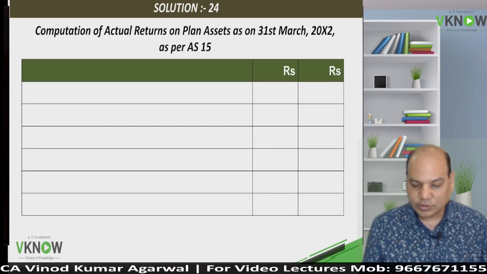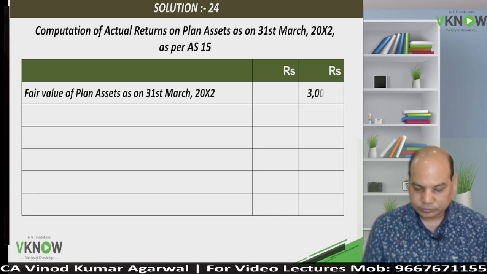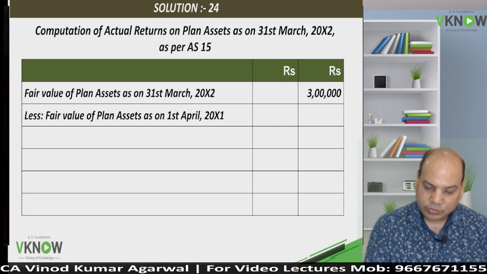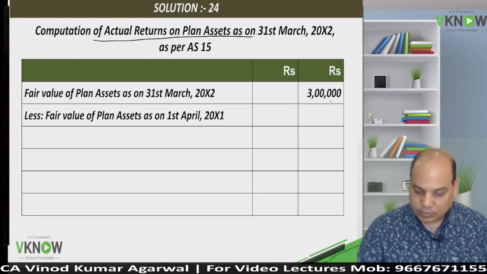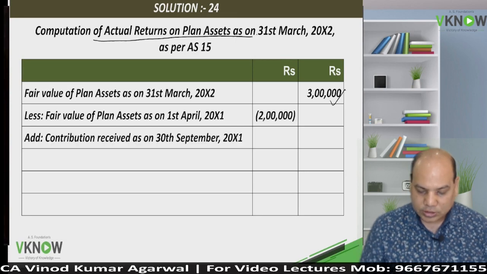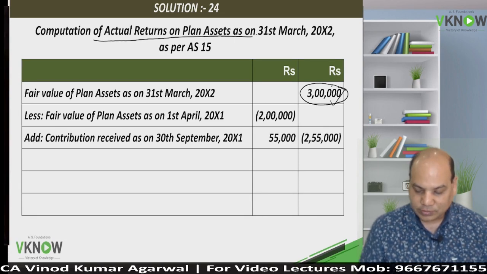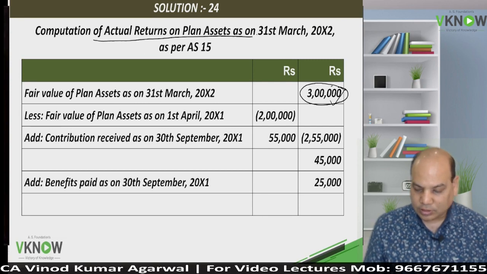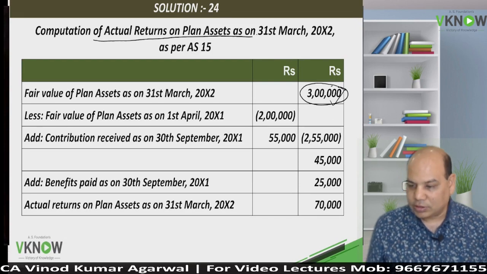Now the next question is computation of actual return on plan asset. This is printed in the book. Just check it from there. Actual return on plan asset on 31st March. This is the institute answer. Closing balance is given, opening balance is given, contribution is given. So total 2,55,000 and add benefits paid 25,000. So that is actual return 70,000.